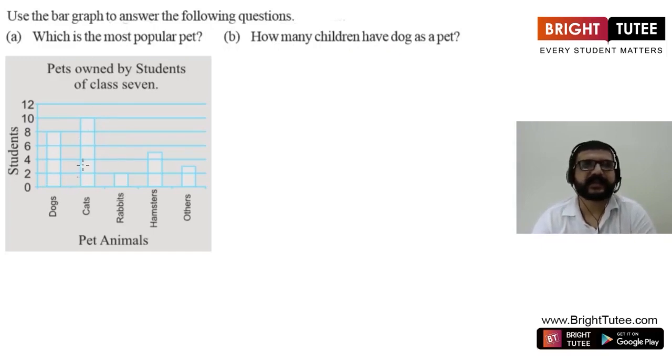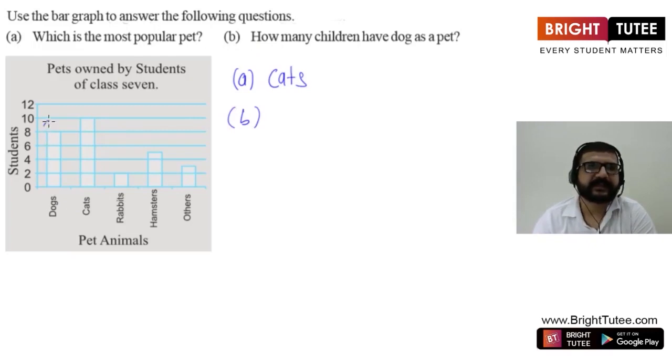Now as we can see here from the bar graph, the highest bar is corresponding to the cats. So therefore we can say the answer for the first question, that is which is the most popular pet, will be cats. And the second question here is, how many children have a dog as a pet?